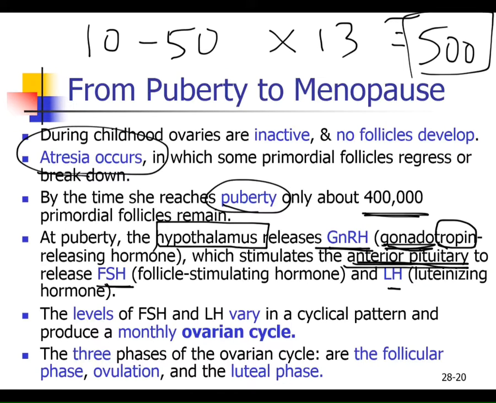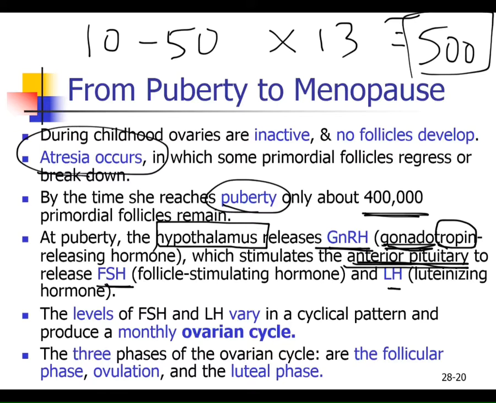FSH, follicle stimulating hormone. It's a hormone that stimulates follicles, right? And where are the follicles made? In the ovary. So FSH is going to go from the pituitary gland through the bloodstream and influence the ovaries to stimulate follicle production. And then there's another hormone also produced by the anterior pituitary called luteinizing hormone, LH. And you've heard the word corpus luteum. We'll see how this corpus luteum and luteinizing hormone go together.